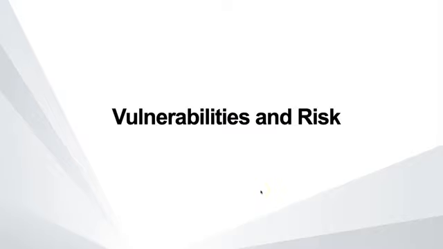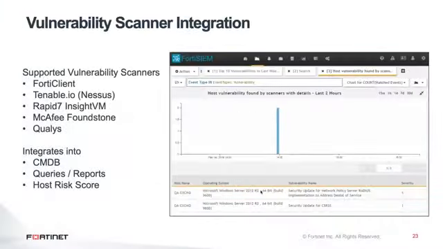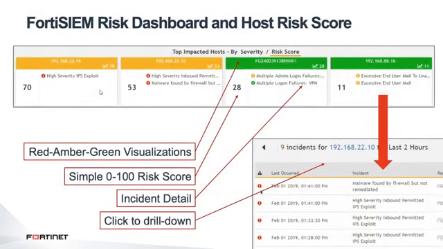So let's just quickly talk about vulnerabilities and risk. So within FortiSIEM, we're able to pull in vulnerability data from a number of different vulnerability scanners. And when we collect this data in, we store the vulnerability information against the asset. And we use this vulnerability data along with other metrics to determine a risk score against devices and users. So here we have, as an example, a risk score against a few different devices.